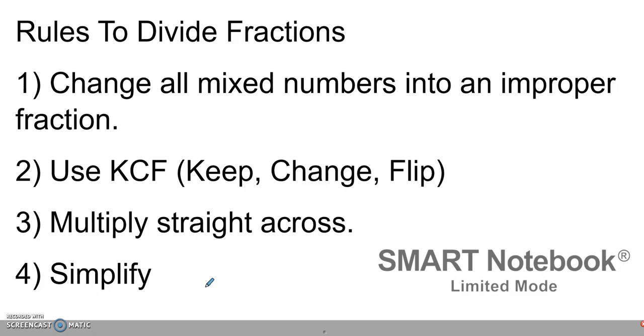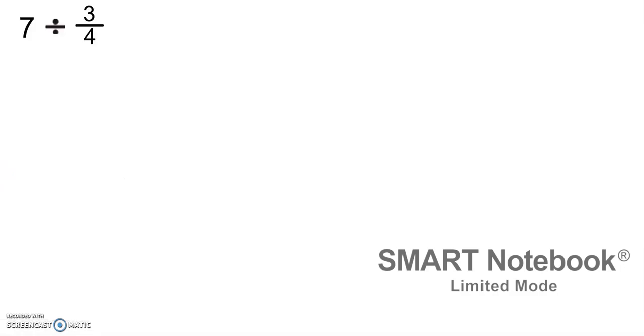Now that we have the steps, let's try to put this into an actual process, because I know right now you're probably getting confused with this KCF because you may not have seen it before. The rest of the stuff I'm pretty confident that you have no issues with, but the KCF I believe it is. So let's actually look at some examples. So here we have our first example, 7 divided by 3/4.